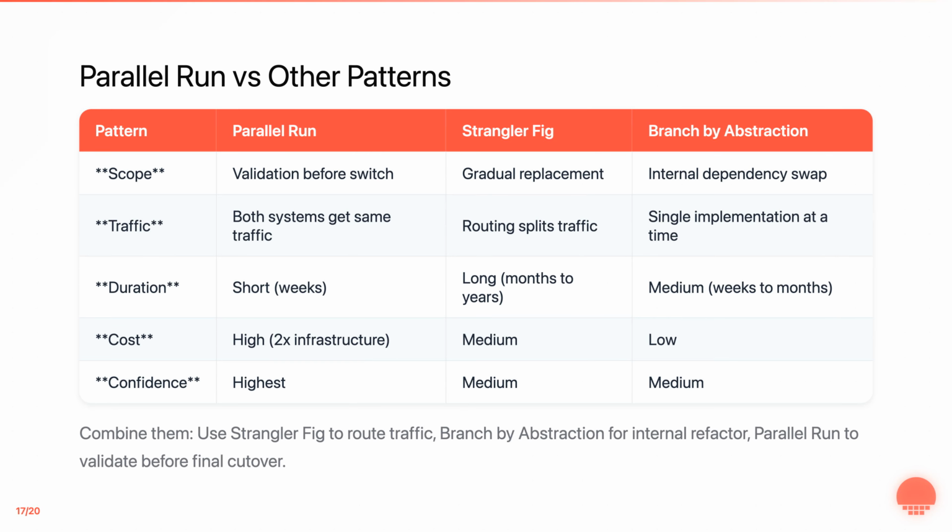Let's put this in context. Strangler Fig is your long game, routing traffic gradually over months. Branch by abstraction hides internal swaps behind an interface. Parallel run is different. It's your final validation checkpoint. Think of it like this. Use Strangler to control the rollout, branch by abstraction to clean up your internals, then fire up Parallel Run right before you flip the switch for good. It's short, expensive, but gives you that bulletproof confidence the other patterns can't match.